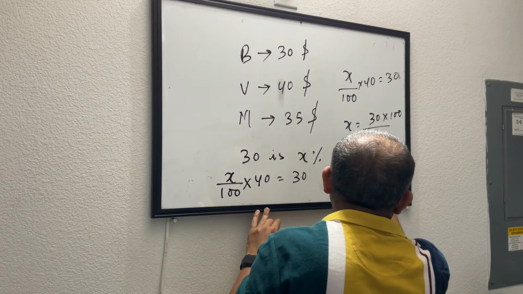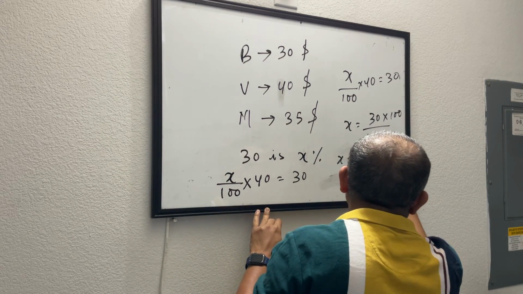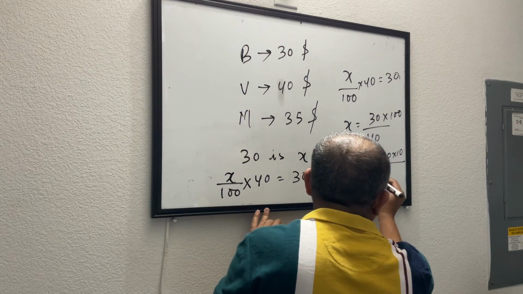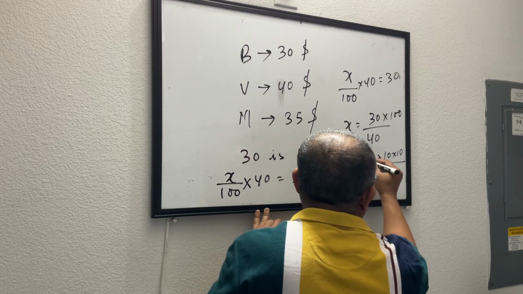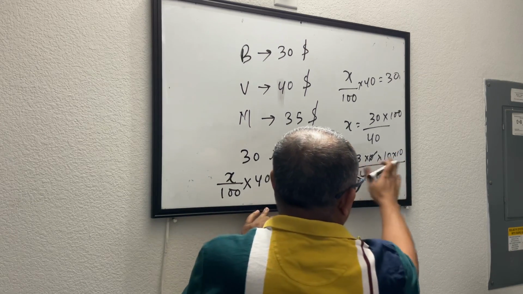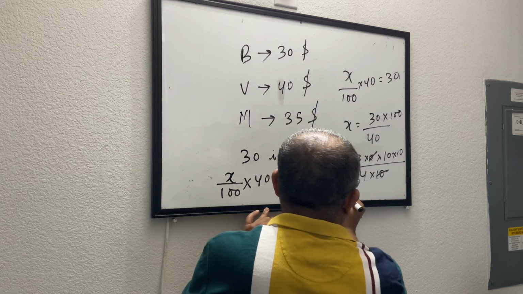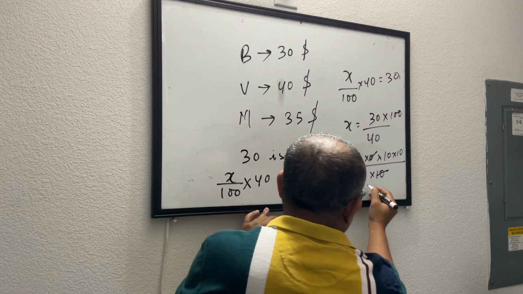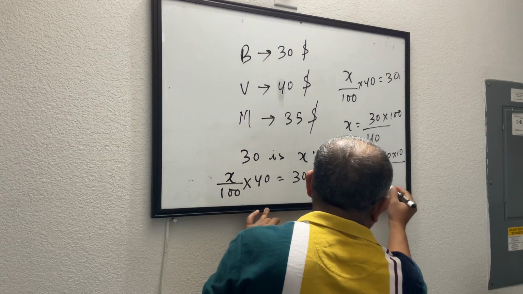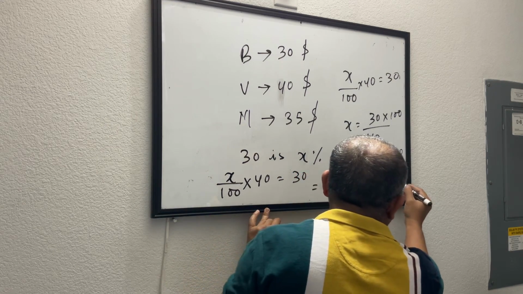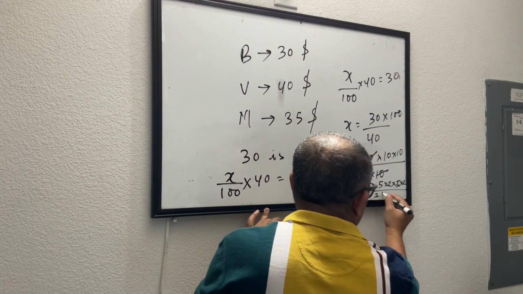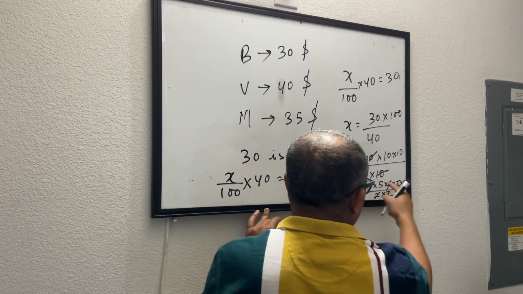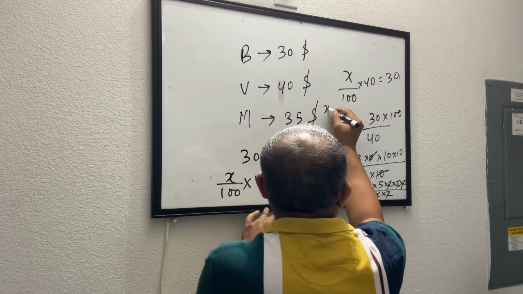30 I can write as 3 into 10, and this 100 I can write as 10 into 10, and I have a 40 here, which I can write as 4 into 10. This 10 and this 10 are gone. What I have here is 3 into 10 into 10 by 4. We can break it further. So 3 into 10 I can write as 5 into 2, and this 10 also as 5 into 2, and this 4 as 2 into 2. This 2 gone, this 2 gone. So 5 into 5 is 25, into 3, 75. So X equals 75.